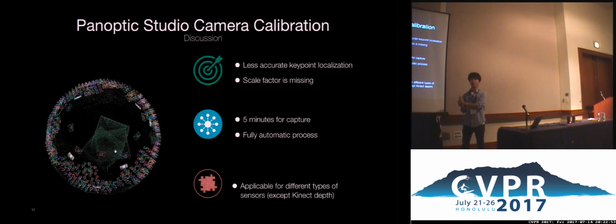The main practical problem we have is that we wanted to use this Panoptic Studio for social studies, meaning we need to capture a lot of people's motion. And we needed to do this calibration every single day for the capture. So we wanted a really fast and really easy method so that everything can be automatic. This method is good because it takes just 5 minutes for the capture, and everything is fully automatic. And it can be applicable to different types of sensors as well.